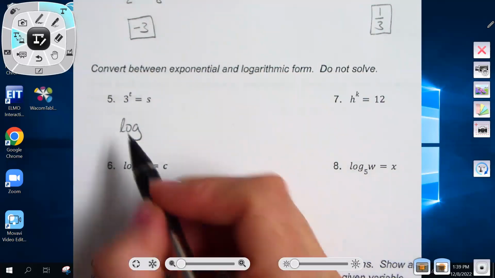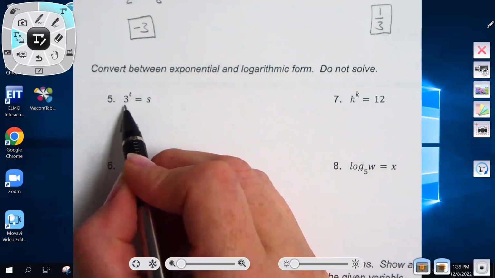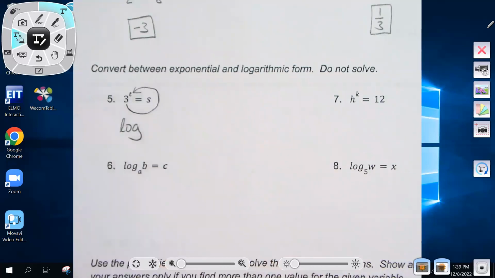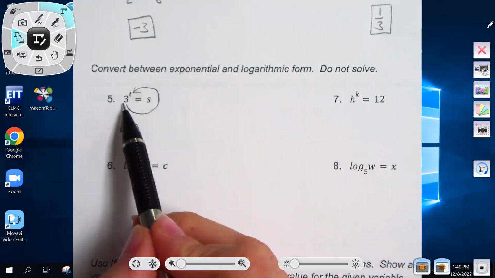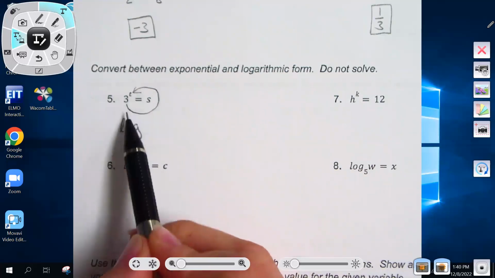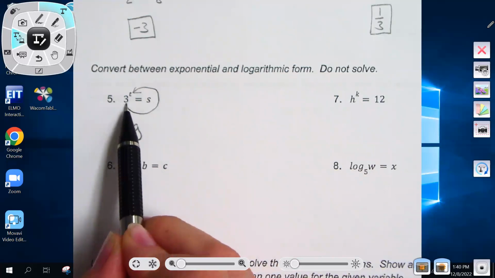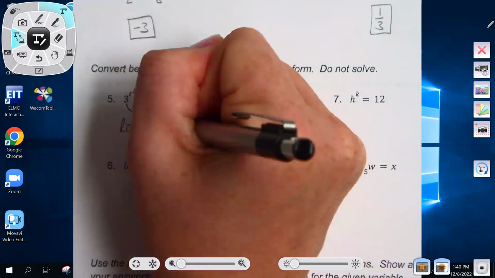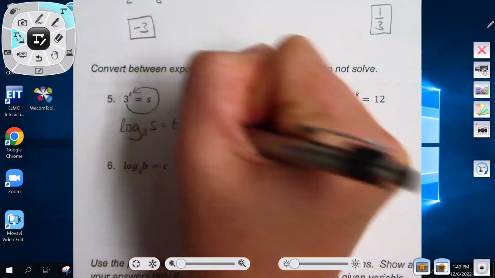Then you can use the loop trick by starting at the base, which is 3, and draw a counterclockwise loop around to the exponent. And that is the order that you'll write these in the logarithm. So you'll start with 3. So log base 3 of s equals t.